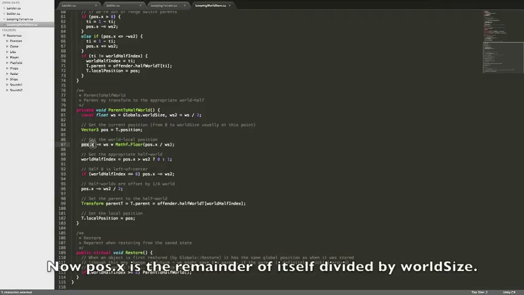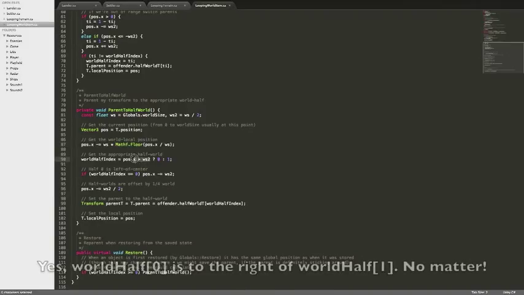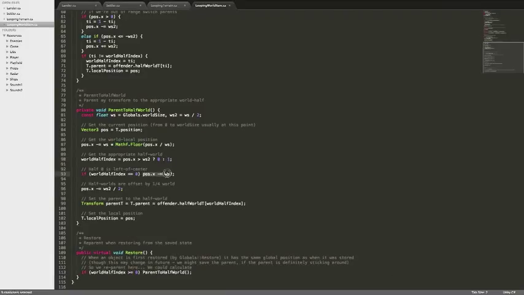This becomes within a single world size. And so I did some multiplication, some division, to get that value. And then here I have, which world half index is it? Well, if you're in this half, then it must be 0, and if you're in this half, it must be 1. And then if it's 0, then you should subtract your coordinate and make it half of what it was, which is inside that world. And that's what happens here.